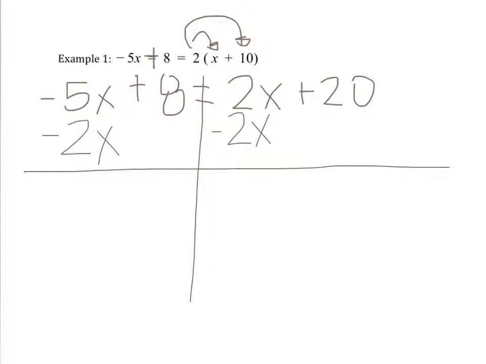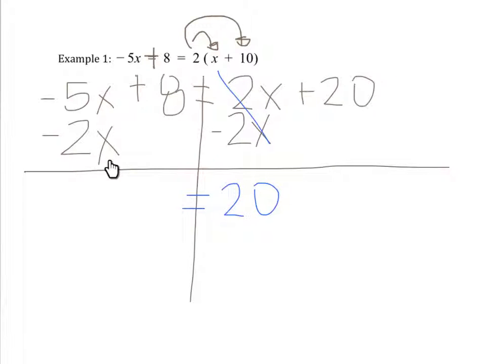I know that 2x minus 2x cancels. I'm left with 20. I bring down my equal sign. This is where you need to be very careful. Notice we have negative 5 minus 2, negative 5x minus 2x.